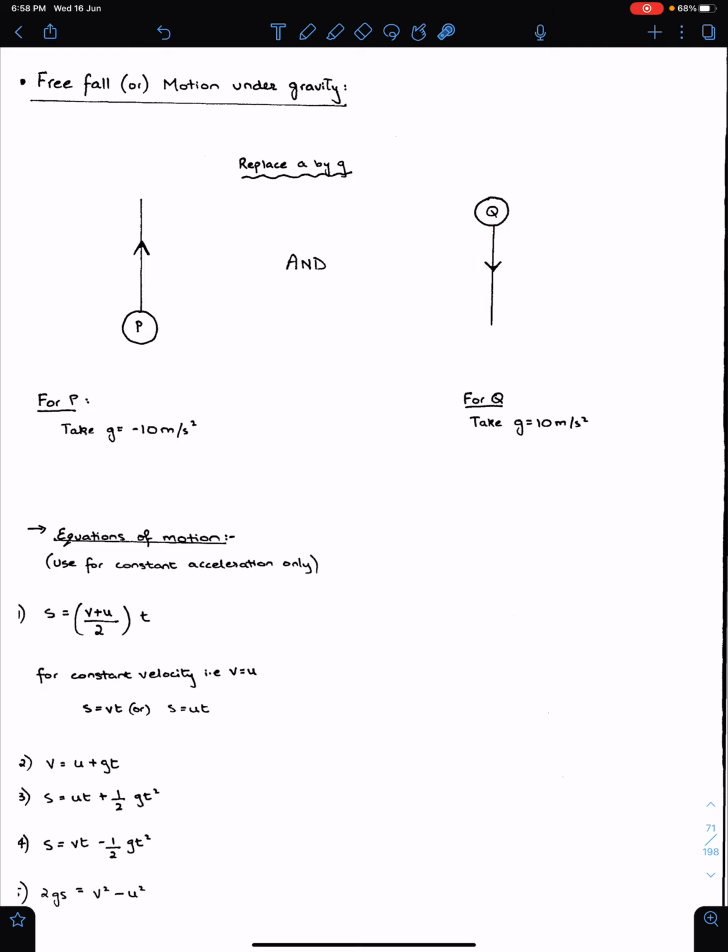Equations of motion. You all know this is the first equation of motion, (v plus u) upon 2. This is the average velocity. If velocity is constant, then we can use this equation in this way, s is equal to vt or ut. Now we need to replace a by g in all these equations. So v is equal to u plus gt, s equals ut plus half gt square, minus half gt square, and 2gs is v square minus u square. Make sure you remember all these equations. At maximum height, you all know velocity is 0 and at the same height, velocity remains the same.